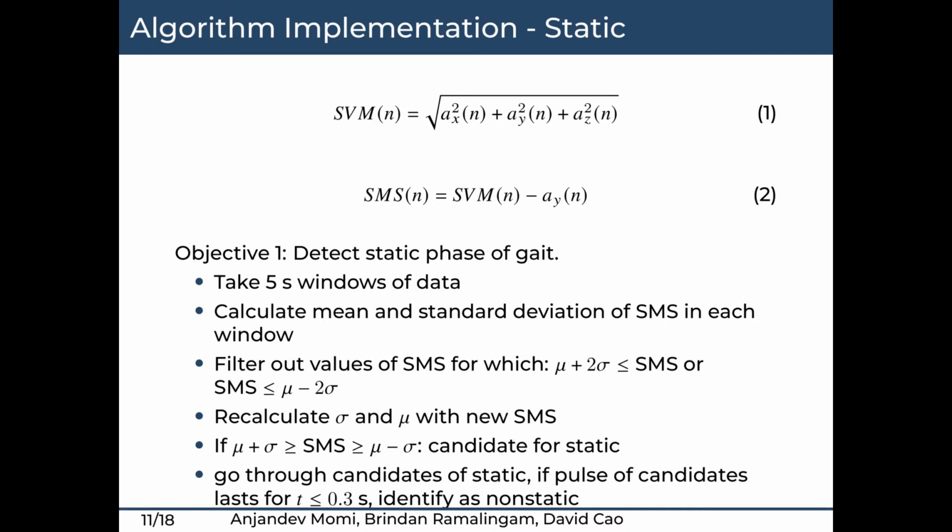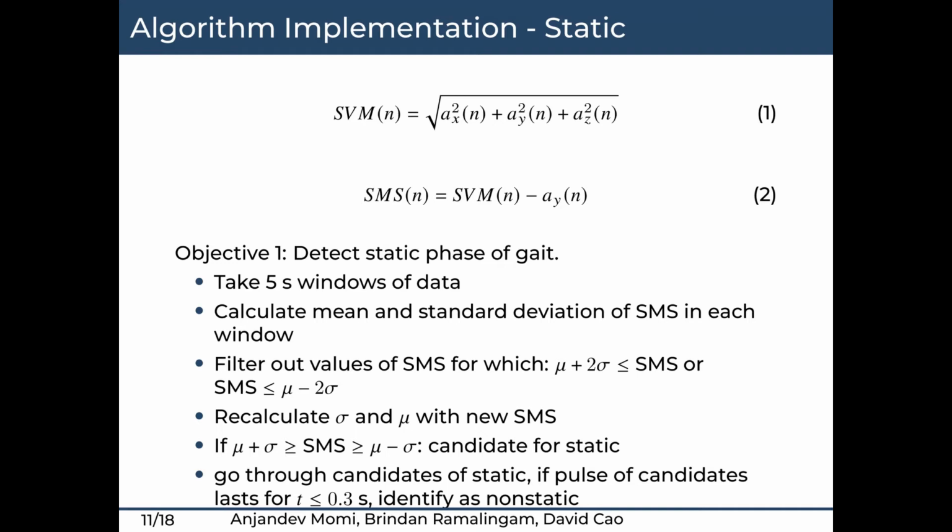Our first objective is to find the samples in which the person is in the static phase of the gait cycle. Since we are using standard deviations and means in our algorithm, we first window the data to attenuate for any baseline drift. Then we go through and find the mean and standard deviation of SMS in each window. Then we create a band of permissible SMS values governed by two standard deviations from the mean. If the value of SMS falls outside this permissible band, we set it to 0. We use this filtered data and recalculate the mean and standard deviation.